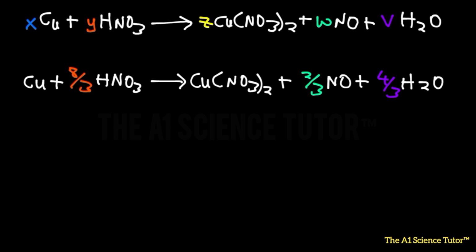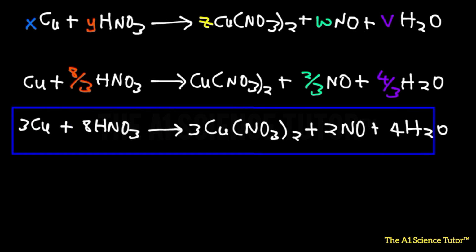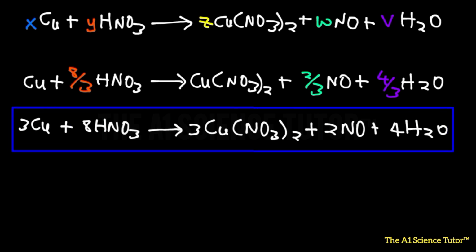So as usual, we're going to multiply through by 3. So this would give us 3 copper. Here we're going to have 8 nitric acid. And here we're going to have 3 copper nitrate. Here you're going to have 2 NO. And here we're going to have 4 water. So this will be the balanced form of the equation. That's how to work it.